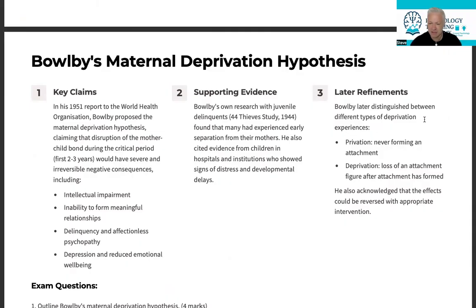So Bowlby later distinguished between different types of deprivation. Privation is when you've never formed an attachment, like orphans, like Rutter's study into Romanian orphans. And deprivation is where you've lost it, either temporarily or permanently, through death or divorce.